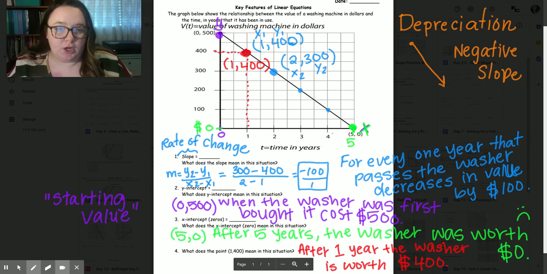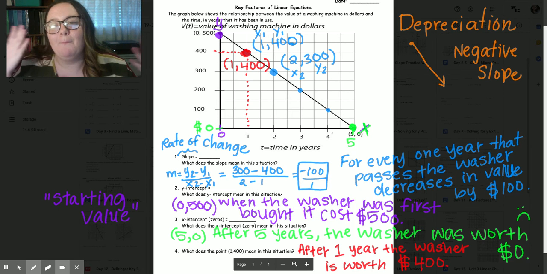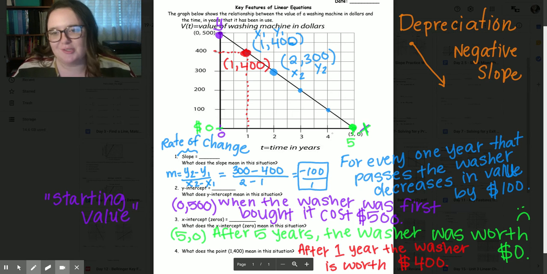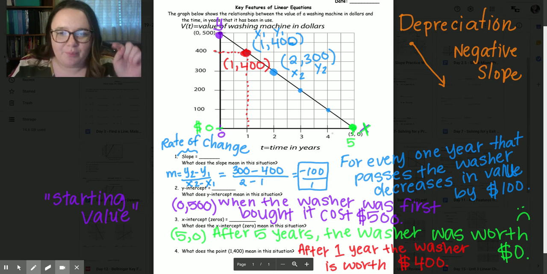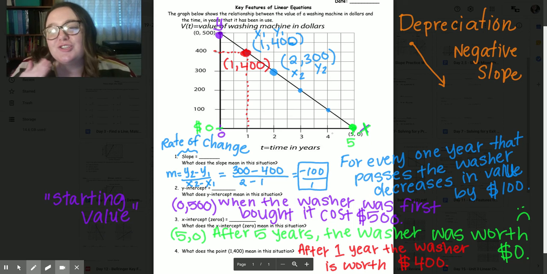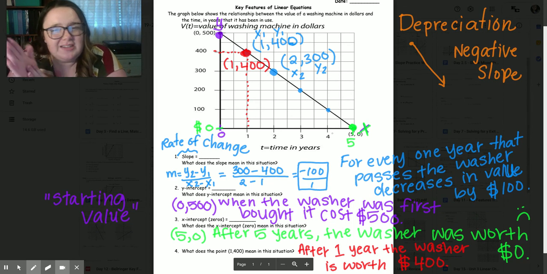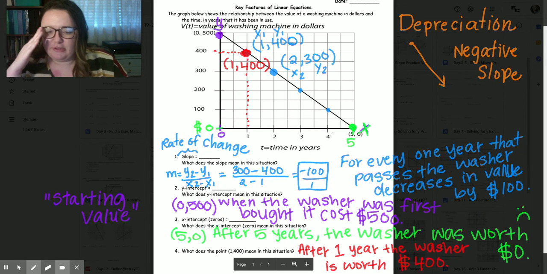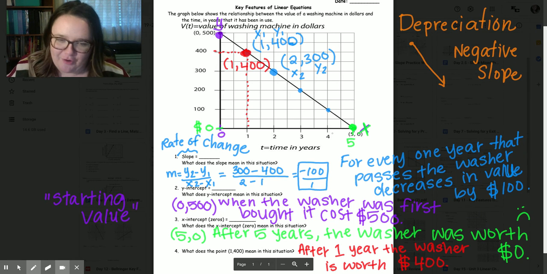Okay, so now I hope that you can see that yes, we can find these key features on a graph when you're given a graph, but also these key features, when you connect them to a real world situation, they have more meaning to them, right? Slope is not just a slope, it's what's happening in that situation. Y-intercept is not just a point where it touches the y-axis, it's our starting point in that scenario. It's how much money did we start with in this situation? You're going to see many different situations. The x-intercept is not just a point where it crosses the x-axis, but when you connect it to a scenario, it has a whole new meaning to it.